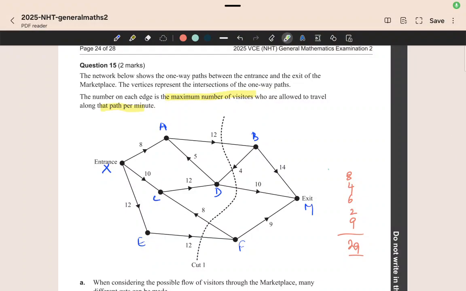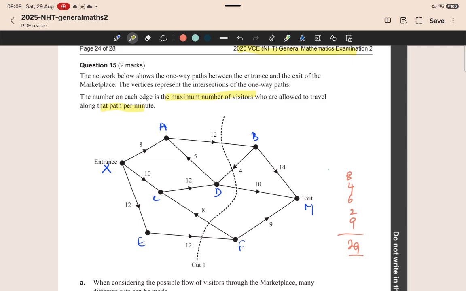Today we'll be talking about the 15th question in the NHT paper in the network section. The network below shows one-way paths between the entrance and the exit of the marketplace. It connects to a previous question. The vertices represent the intersections of the one-way paths.